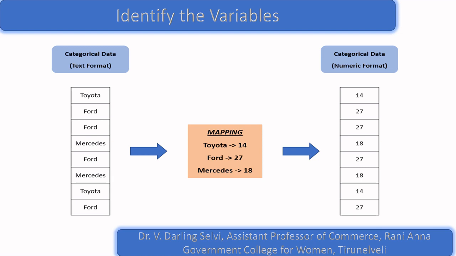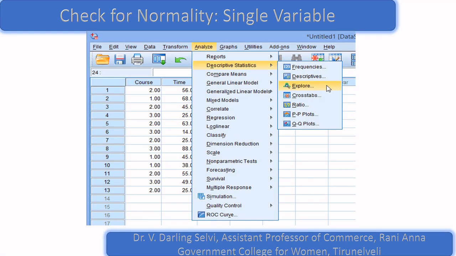And then Ford is given as 27. So whenever Ford is applicable, it can be replaced by the number 27. Then Mercedes is given the number 18. So instead of using Mercedes directly, we can specify it with 18 here. So this is the transformation of variables. That means the text format can be converted into numerical.